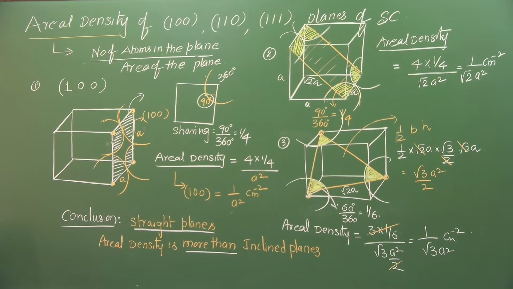100 plane: 1 by A square. 110 plane: 1 by root 2 A square, and 111 plane: 1 by root 3 A square. Areal density is the number of atoms in the plane by the area of the plane.